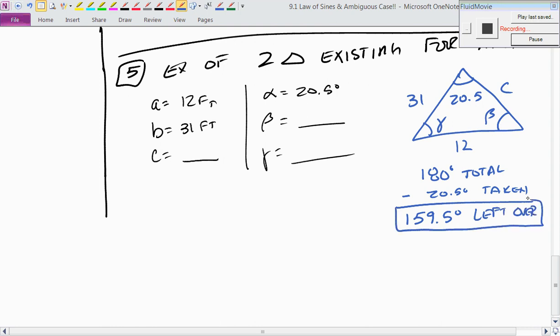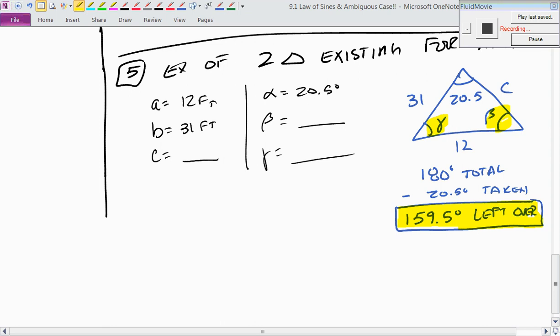So this is the key to understanding why there are two triangles, because we have quite a bit left over. That means between the two leftover angles that I have, this angle here and this angle here, somewhere there has to be a sum of 159.5 degrees, right? Because it can't be any more and it can't be any less. You guys feel me on that part?